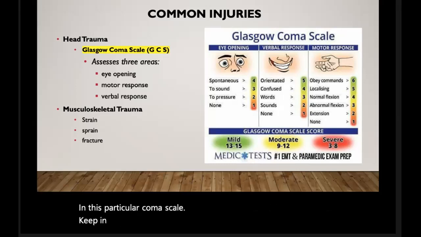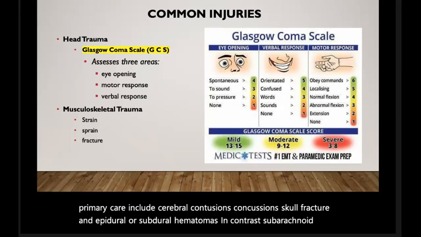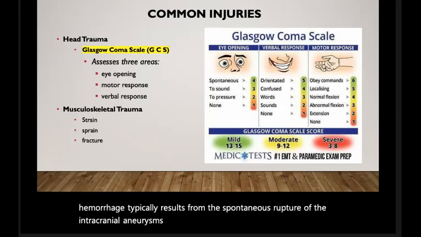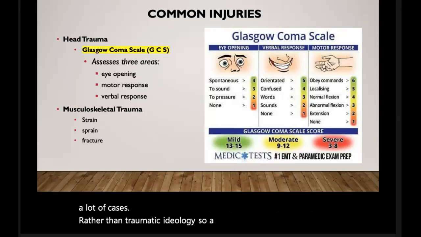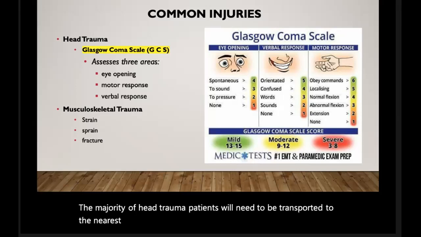Keep in mind types of head trauma that may be encountered in primary care include cerebral contusions, concussions, skull fracture, and epidural or subdural hematomas. In contrast, subarachnoid hemorrhage typically results from the spontaneous rupture of intracranial aneurysms in greater than 80% of cases. So that's a lot of cases, rather than traumatic etiology. The majority of head trauma patients will need to be transported to the nearest emergency department for emergent evaluation and care.